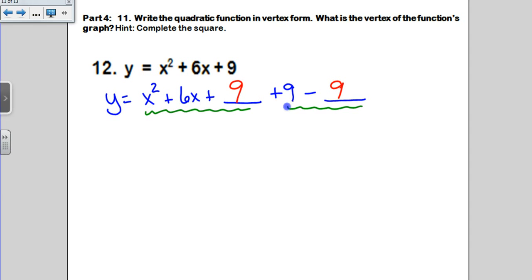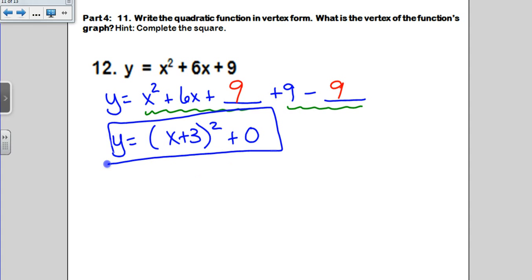Now, kind of a unique circumstance here. Our second group's going to end up canceling itself out, but that's okay. The first group we're going to rewrite in factored form. So we have x plus 3 squared, and then positive 9 minus 9 just cancels out to a 0. So if you put a plus 0 here, that's fine. You don't need to have it though. So here's our vertex form, with or without the 0, I don't care. And our vertex for this quadratic is located at (negative 3, 0).